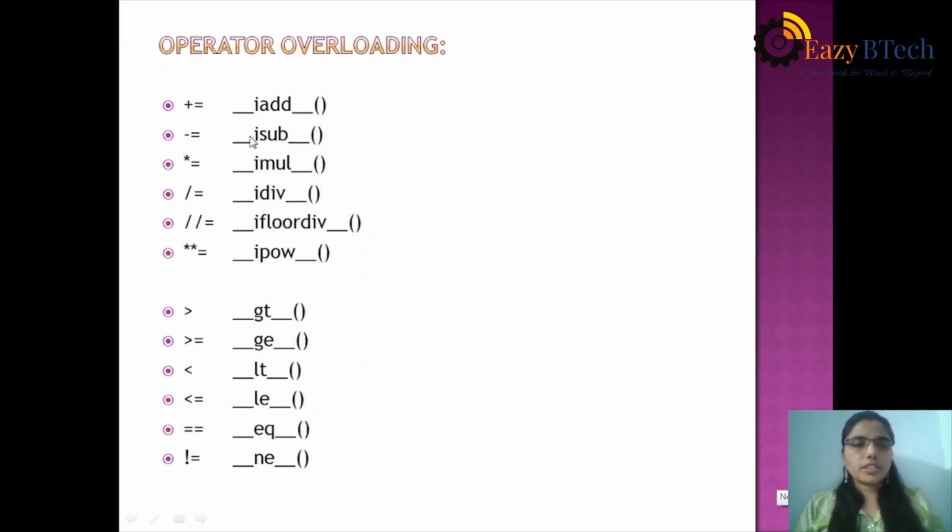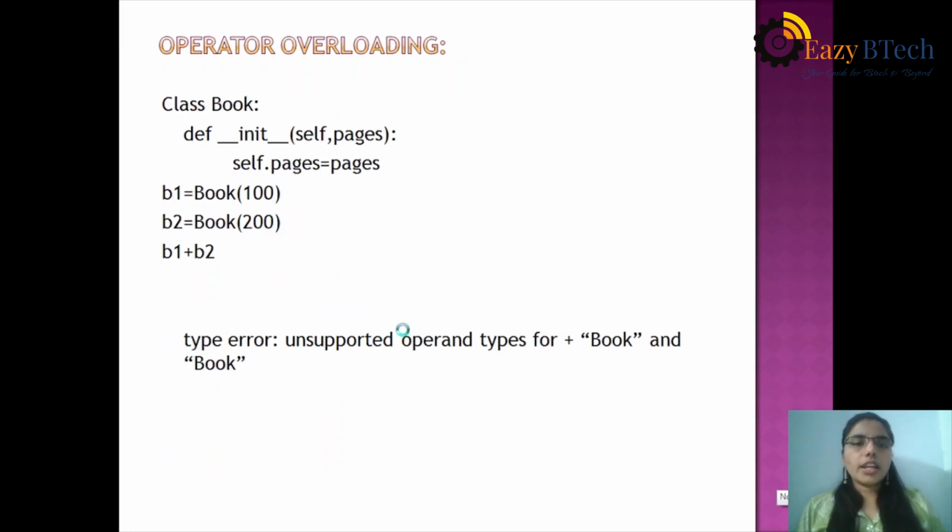The next ones are the assignment operator methods, that is, iadd, isub, imul, like this. This is about relational or comparison operators: greater than, less than, greater than or equal to, less than or equal to, equal, not equal, like this. I already told an example program for operator overloading.